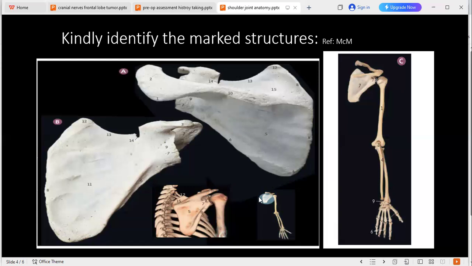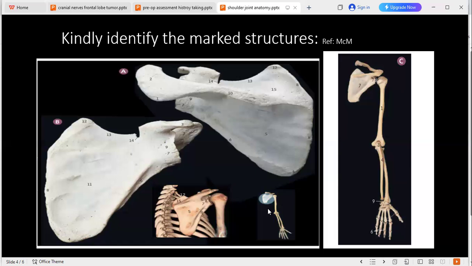Right. What are the structures which are attached to the coracoid process? There are three muscles and three ligaments. The ligaments I already told: coracoacromial, coracoclavicular, and coracohumeral. And the muscles are pectoralis minor, coracobrachialis, and short head of biceps. What are the muscles which form the rotator cuff? Infraspinatus, supraspinatus, subscapularis, and teres minor.